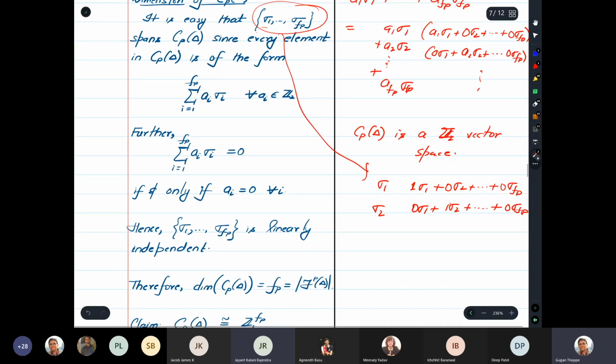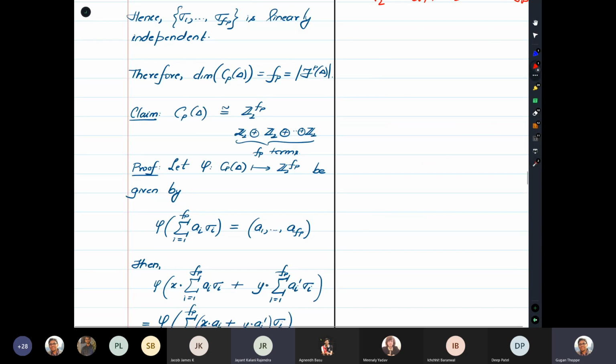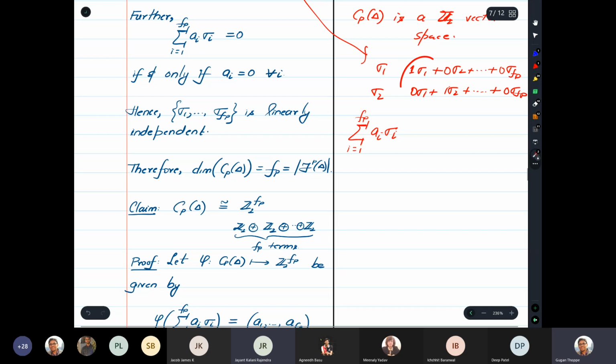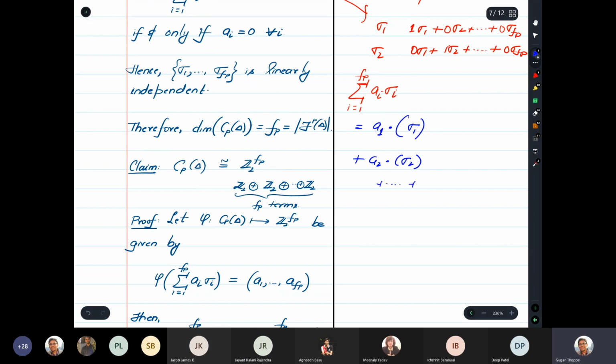Why does it span CP delta? In order to show that it spans, you give me any arbitrary P chain. I am claiming that you should be able to express it as a linear combination of these different P chains. This is obvious because I can write it as A1 scalar product sigma 1, plus A2 scalar product sigma 2, plus and so on, plus AFP scalar product sigma FP.